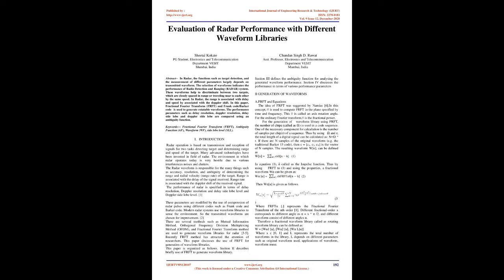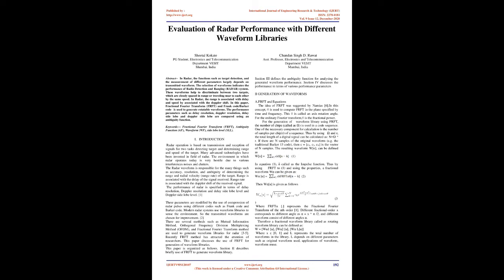The performance of radar is specified in terms of delay resolution, Doppler resolution, delay side lobe level and Doppler side lobe level. These parameters are modified by the compression of radar pulses using different codes such as Frank code and Barker code. Modern radar systems use waveform libraries to sense the environment, so the transmitted waveforms are chosen for improvement. Several methods such as the mutual information method, the orthogonal frequency division multiplexing (OFDM) method, and the fractional Fourier transform method are used to generate waveform libraries for radar.